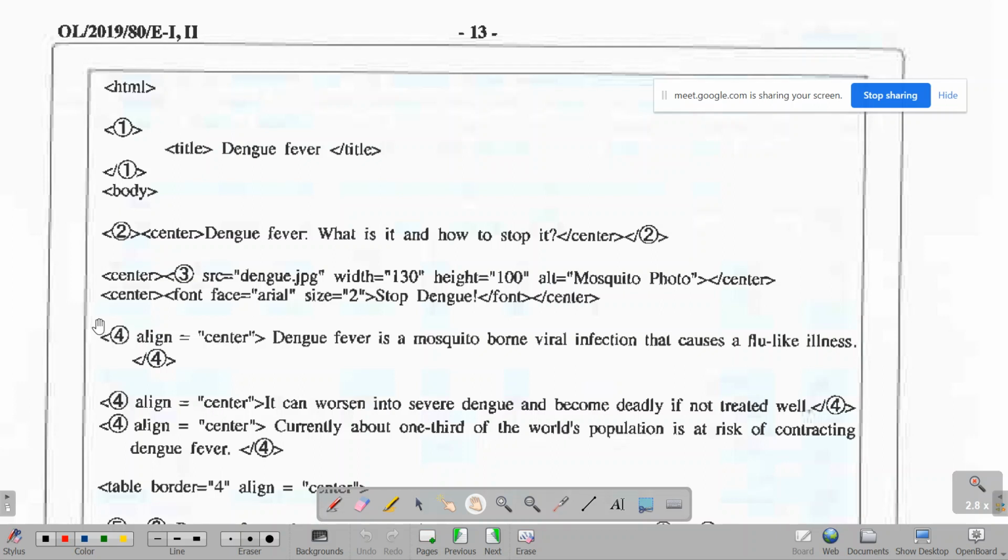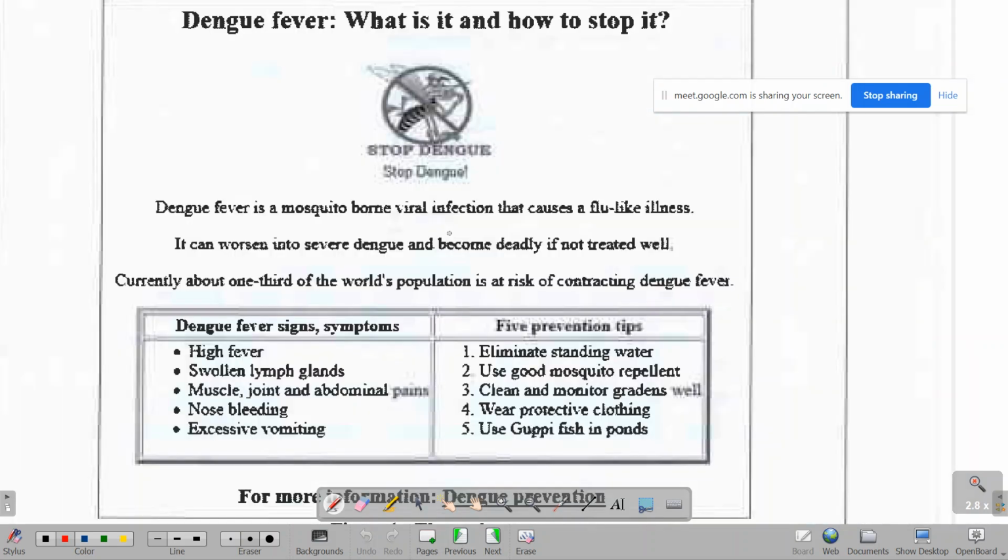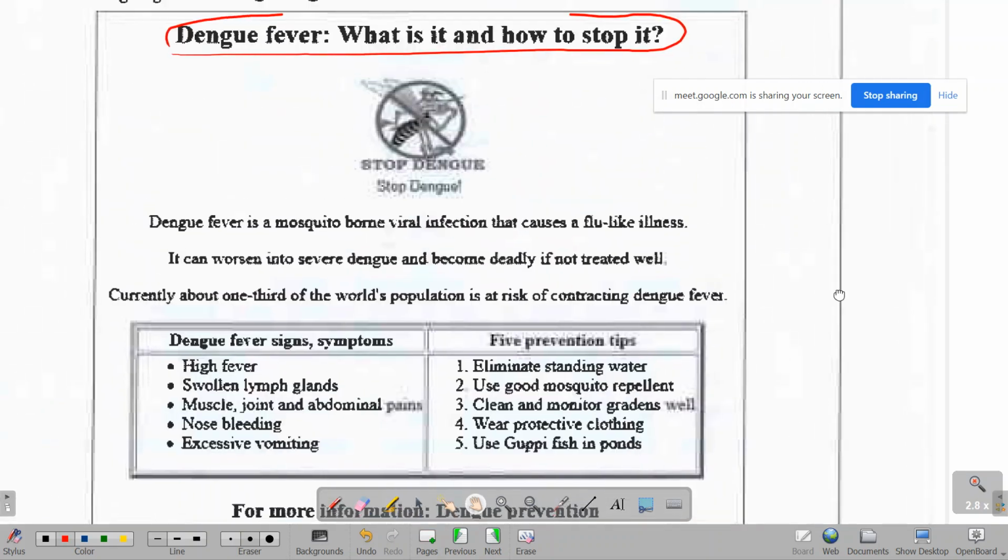Right, for the first one, you can see the title tags are there. So definitely the first one is going to be in between the head tags. So the first is going to be head. And the "Dengue fever, what is it and how to stop it?" You can see it is in a big font, so definitely it's going to be a header tag, which is h1, h2 or h3. In your list they have provided h3, right? So I think you have to go with h3.